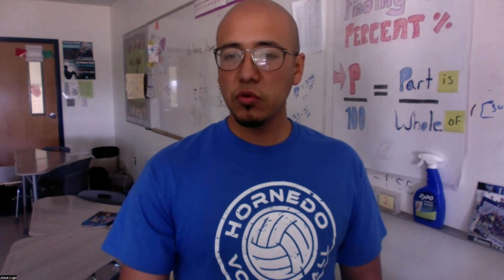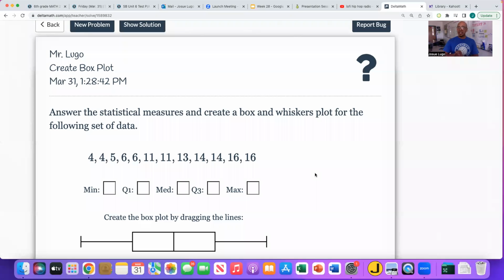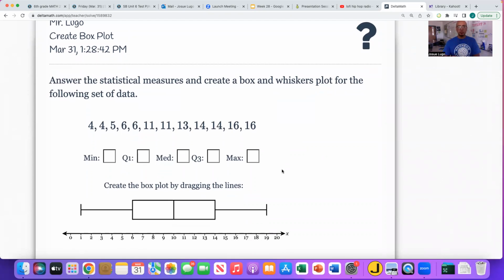Today, I want to go over building and reading box plots. And so for that, I'm going to use this assignment from DeltaMath as a template. And again, remember that this is a recording. And so if you need to pause it, rewind it, please do so, okay? Don't think that you just have to view the whole thing at once.